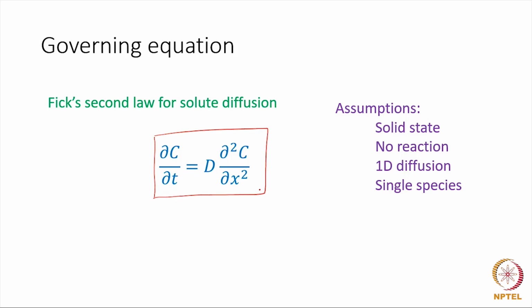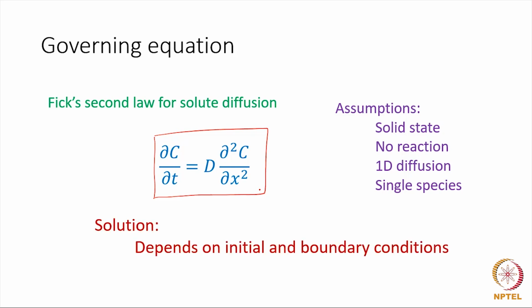This is also called the heat equation because it looks identical to the transient heat equation from the Fourier conduction. Now the solutions for this equation depend on the initial and boundary conditions. So in this lesson we will take three situations which give us solutions that are widely applicable in the metallurgical domain.